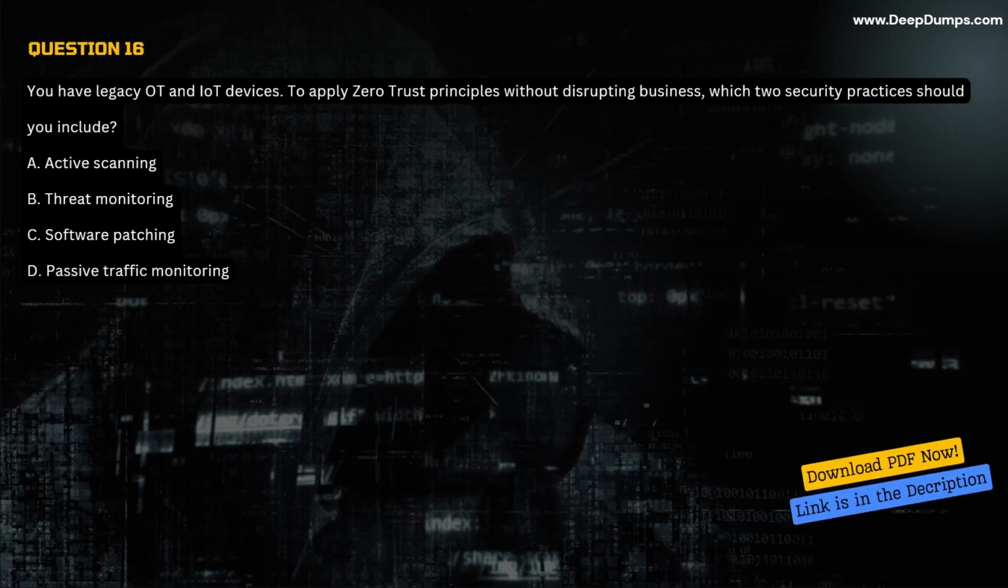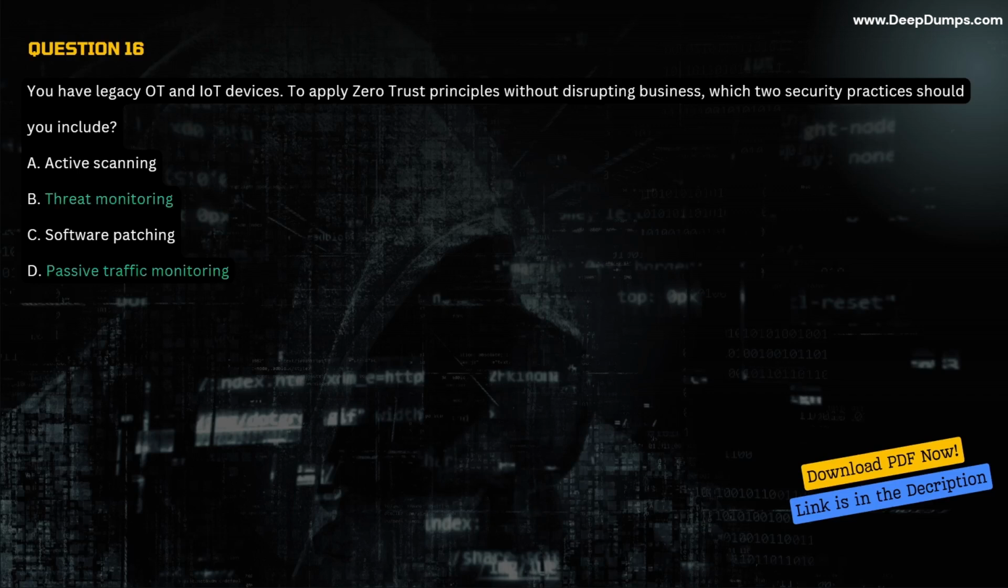Question 16. You have legacy OT and IoT devices. To apply zero trust principles without disrupting business, which two security practices should you include? A. Active scanning. B. Threat monitoring. C. Software patching. D. Passive traffic monitoring.